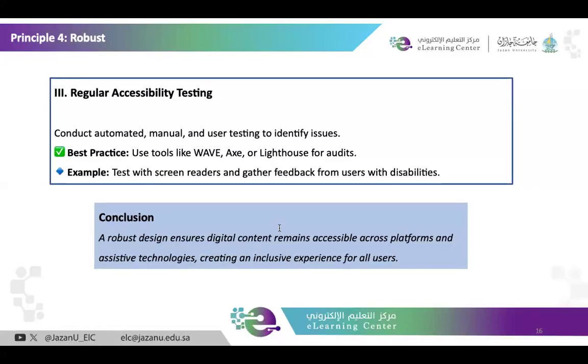So I conclude these four main parts. The fourth one is robust. Robustness is designed to ensure that digital content remains accessible across various platforms, devices, and assistive technologies by maintaining compatibility, using semantic HTML, and conducting regular accessibility tests. Developers can create inclusive digital experiences that benefit all users.